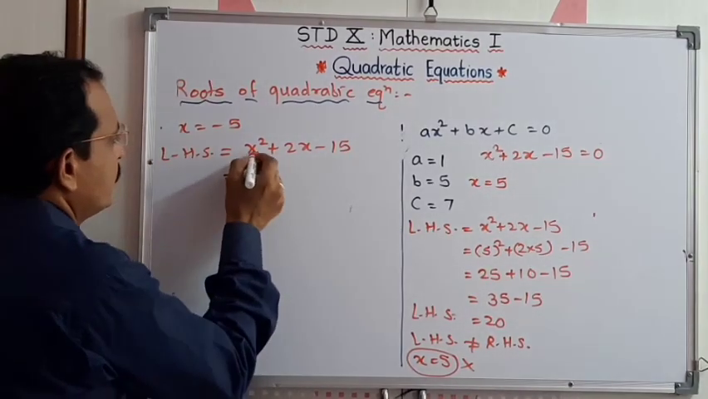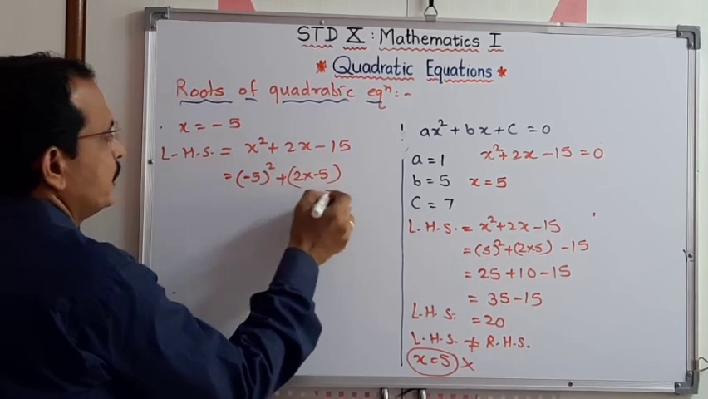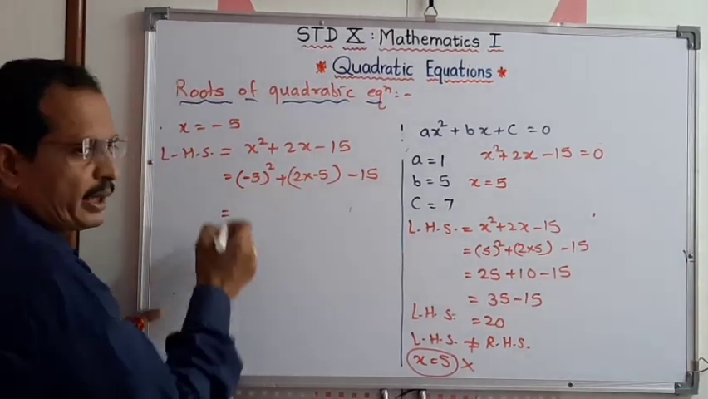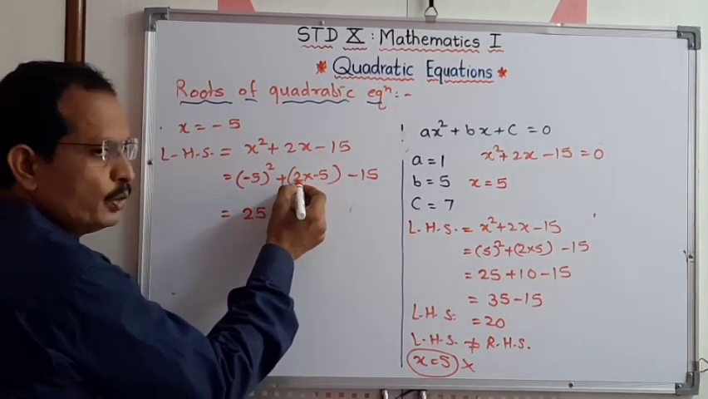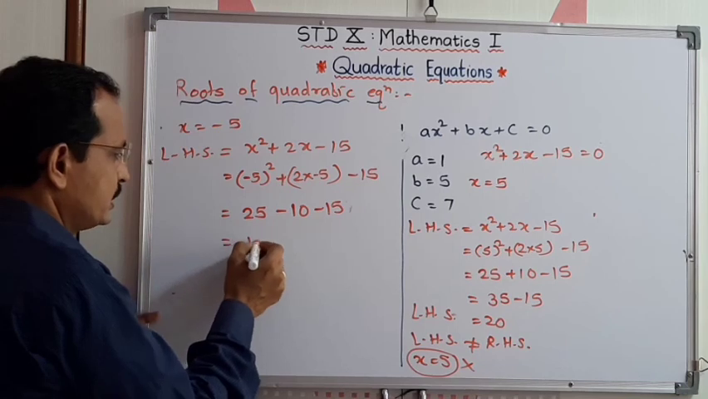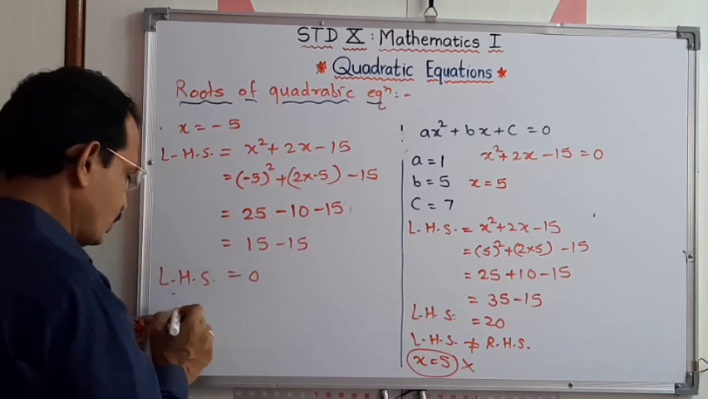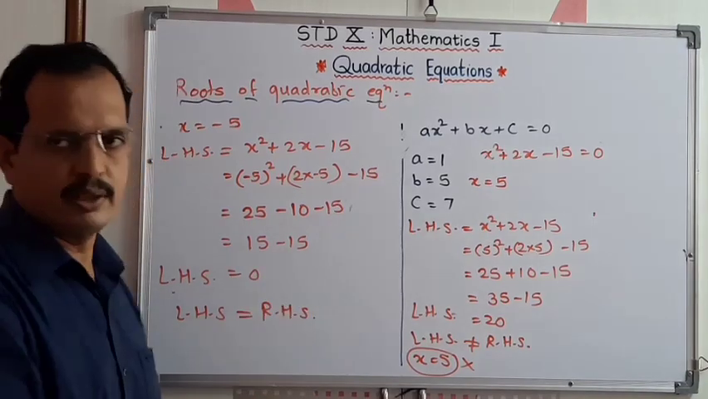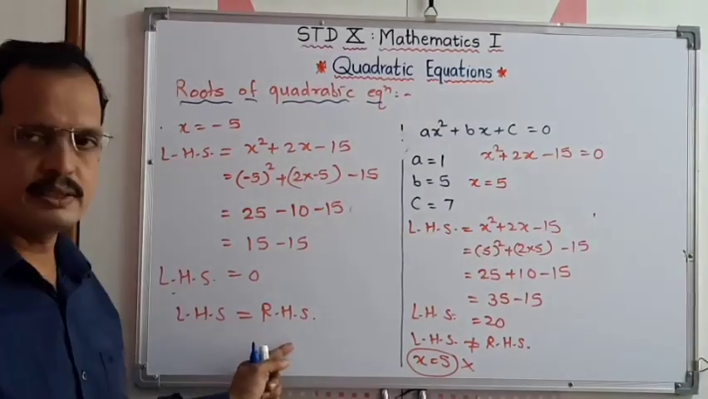Now dear student, x is equal to minus 5: (minus 5) square plus 2 into minus 5, and here it is minus 15. Then square of minus 5 is 25. Here it is minus 5 into plus 2, it is minus 10, and here it is minus 15. Then it is 15 minus 15, it is 0. Now LHS is 0. Therefore we can say that LHS is equal to RHS, and when x is equal to minus 5, LHS and RHS become equal.